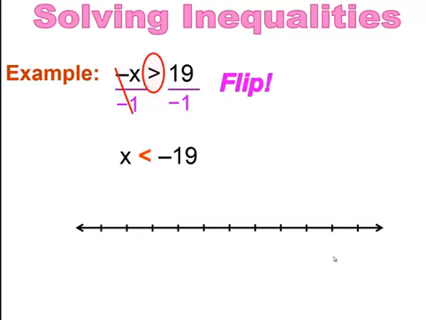So very important that in your very last step you think of that rule. Now again it's less than, so I'm going to end up having an open circle at -19, and we're going to be shading to the left because it's less than.